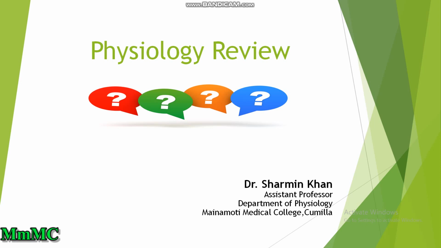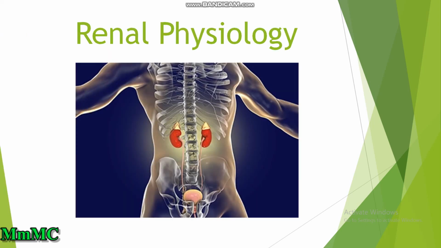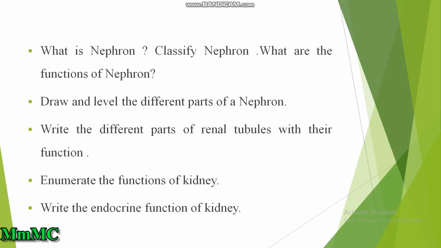Today I am here to give you some SQ suggestions from paper 2. Let us start from the renal system. My first question is, what is nephron? Classify nephron. What are the functions of nephron? Draw and label the different parts of a nephron. Write the different parts of renal tubules with their functions.